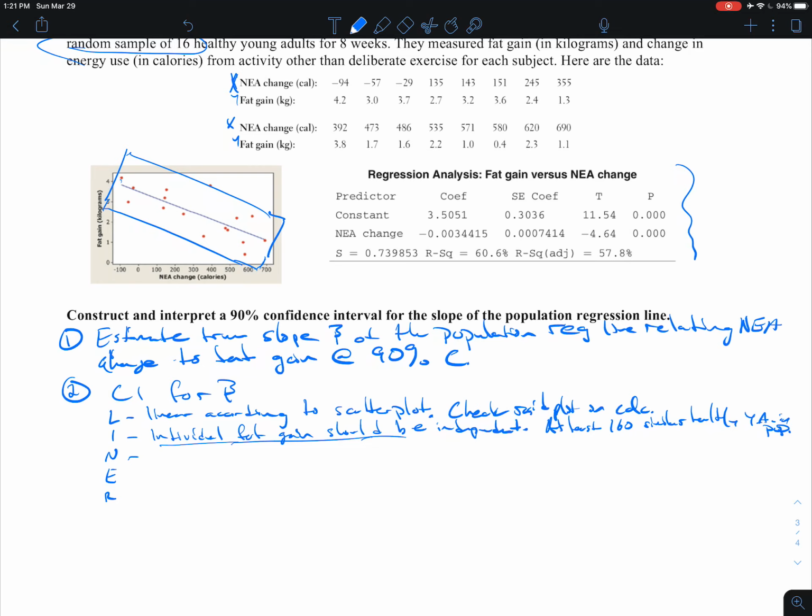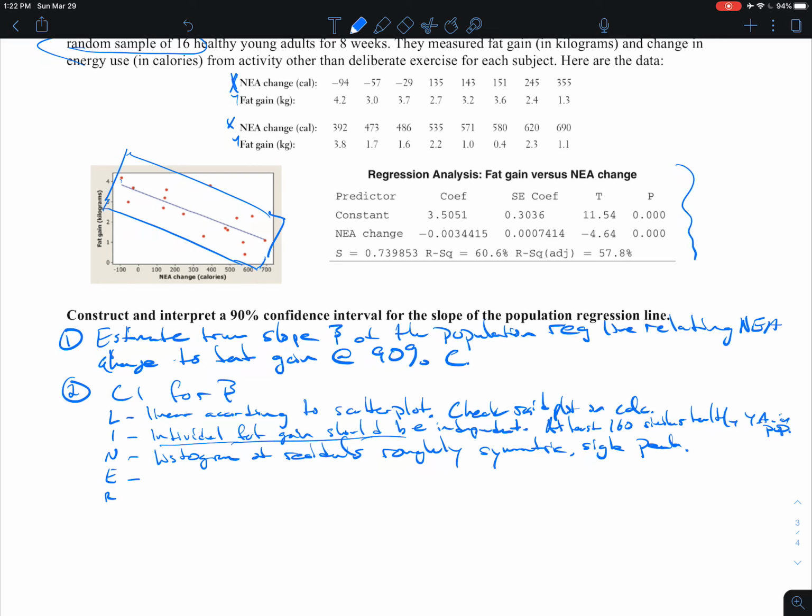Normal. Our normal check is the residuals need to be distributed approximately normally. So we're going to either look back at our chapter 3 notes, or we'll show that on the calculator in the next video. But we'll say histogram of residuals is roughly symmetric, single peak, approximately normal, or very clearly not non-normal.